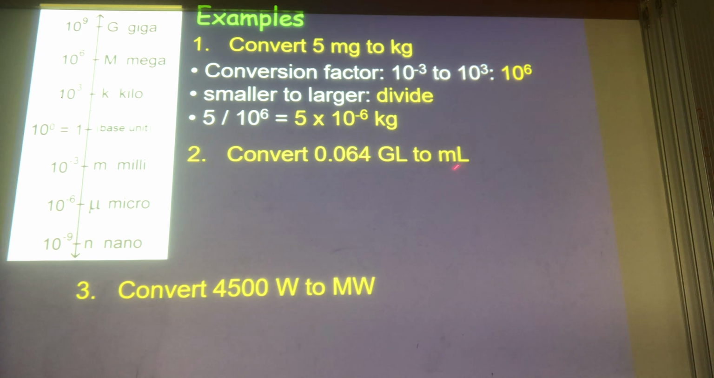0.064 gigalitres to millilitres. What are we doing? We're going from giga, 10 to the 9, to milli, 10 to the negative 3. How many powers of 10 difference is that? All the way down, 9 to negative 3 is going to be 10 to the power of 12.